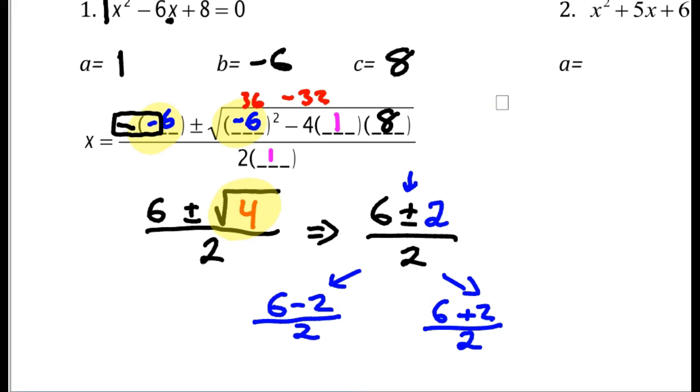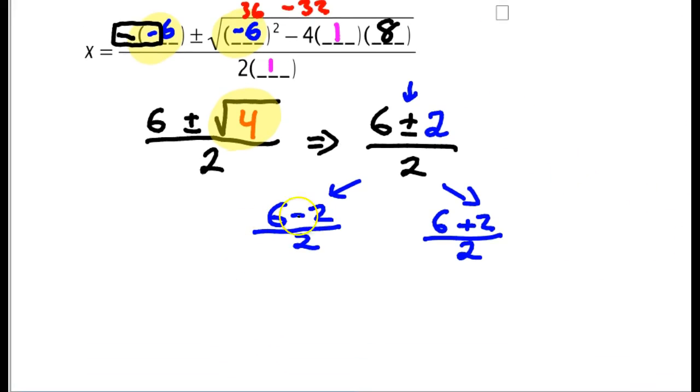Alright, so 6 minus 2 is 4. 4 divided by 2 is 2. And 6 plus 2 is 8. 8 divided by 2 is 4. So my 2 x-intercepts are 2 and 4.